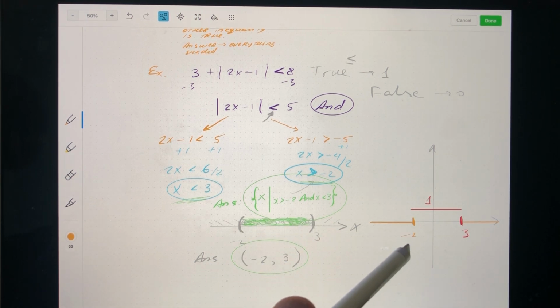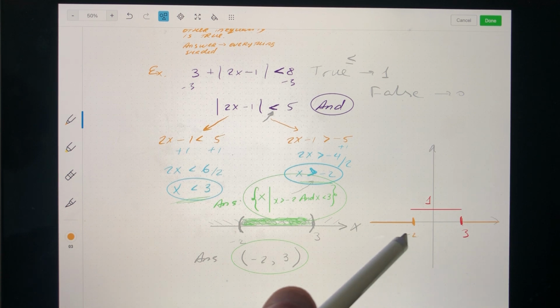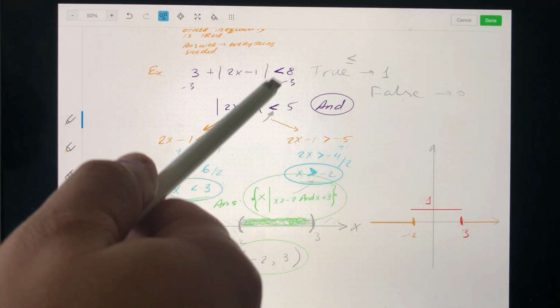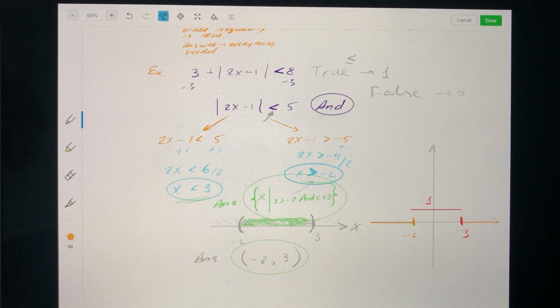The solution is between -2 and 3. We don't see parentheses versus brackets with a calculator, but we can see that it should be parentheses because the original inequality does not have an equal sign.